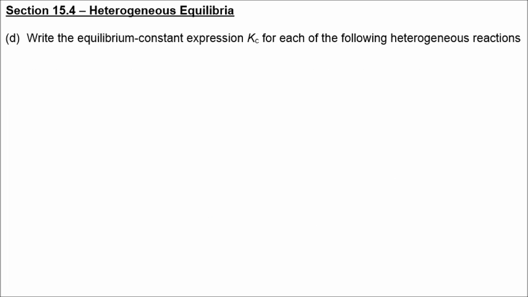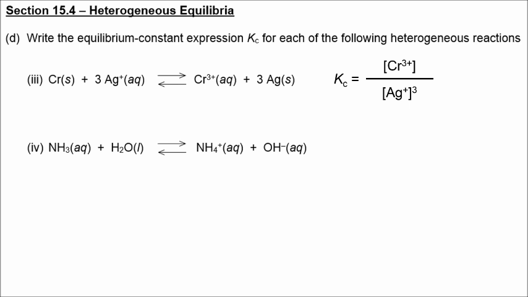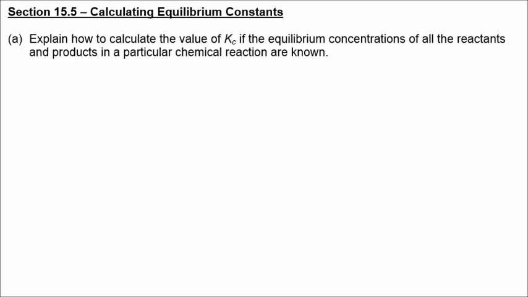In our next example, we can eliminate the solid chromium and the solid silver. So concentration of chromium 3+ divided by concentration of silver cubed. Then finally we eliminate the pure liquid water. So we have concentration of ammonium times concentration of hydroxide divided by concentration of ammonia.